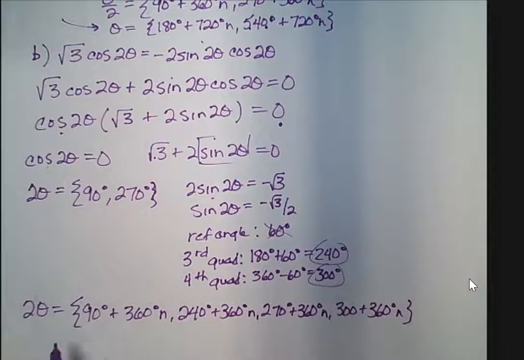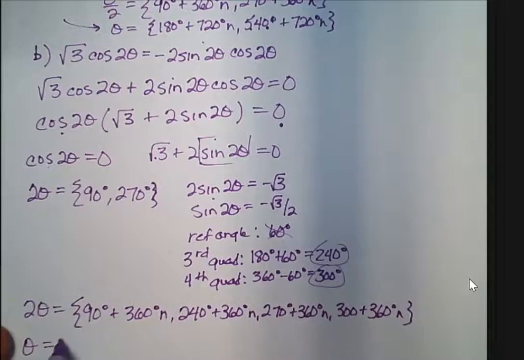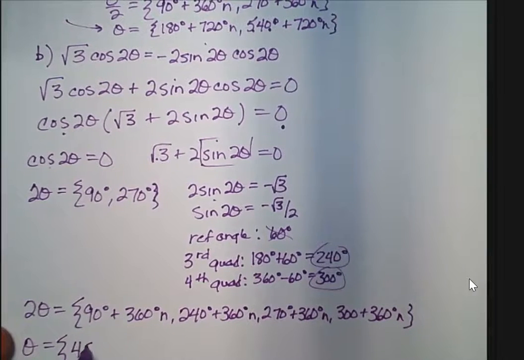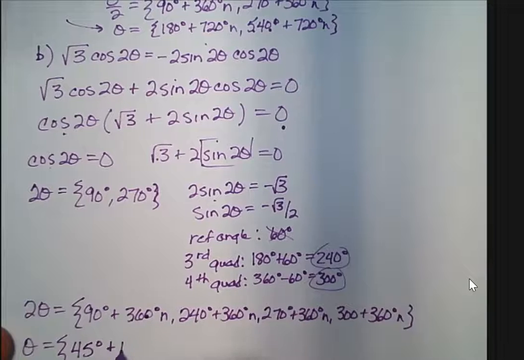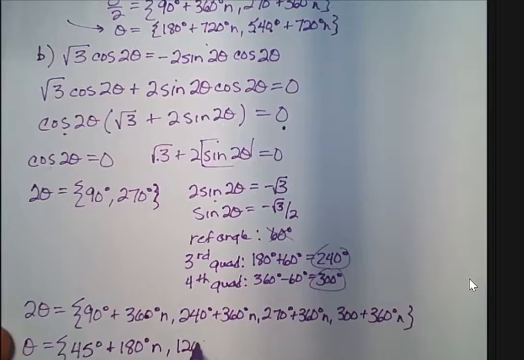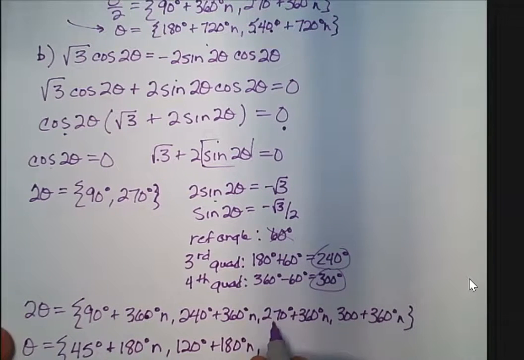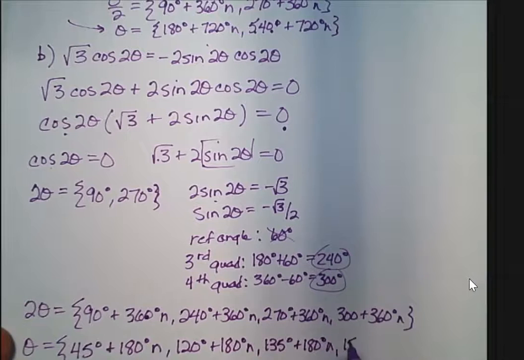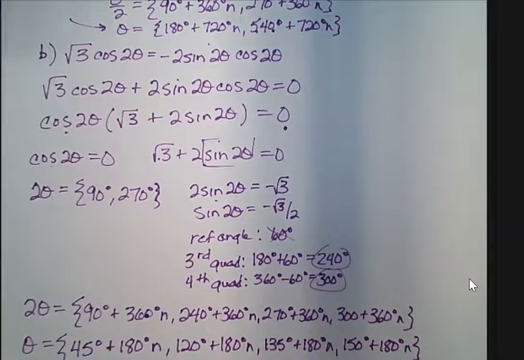To solve for theta, we want to divide everything by 2. So this would be 45 degrees. Remember also to divide these by 2. That would make that 180n. This would be 120 degrees plus 180n. This would be 135 degrees plus 180n. And this would be 150 degrees plus 180n. Those are all of our solutions for theta.